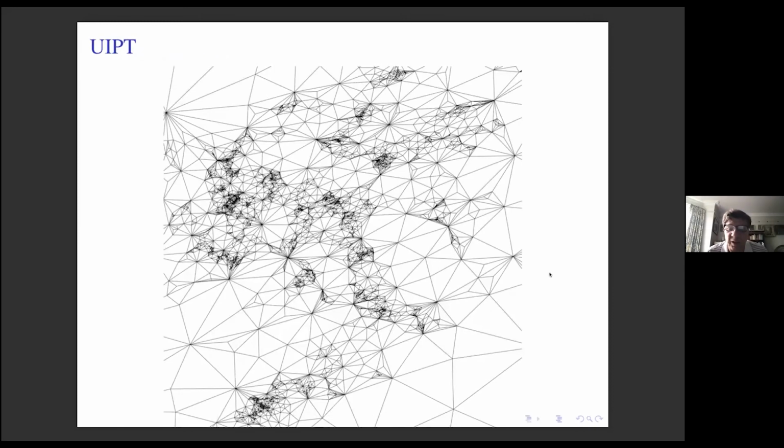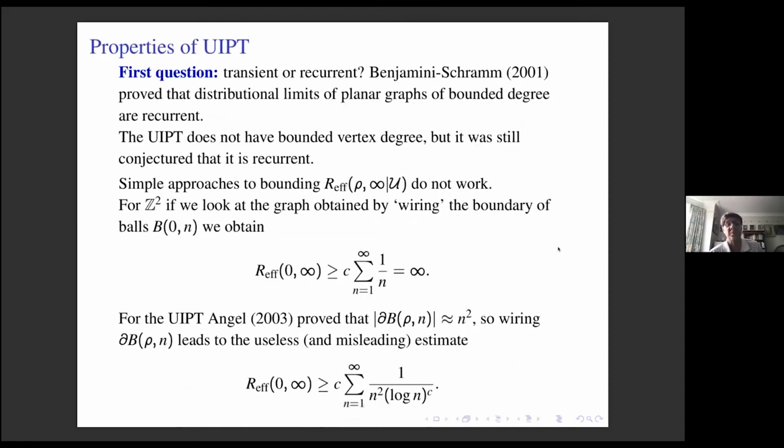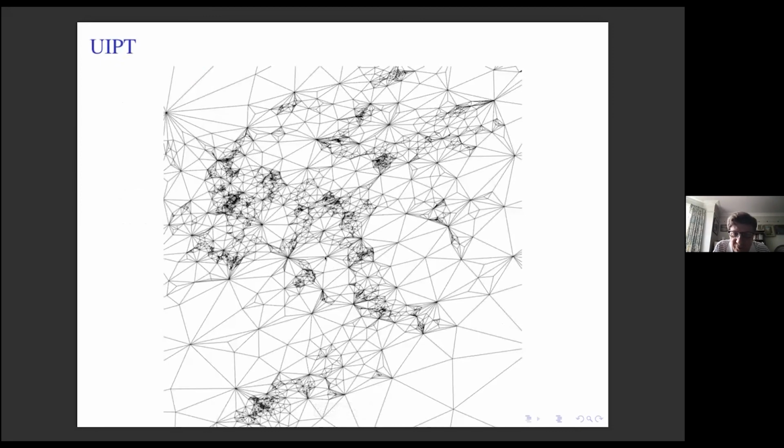Here's another picture, also due to Nicolas Curien, of what the UIPT might look like. Again, we see there are sensible parts of the thing as we would expect, but then there are also these areas of very dense little triangulations. So let's look at properties of the UIPT. After Angel's result showing that you have volume growth of r to the fourth, basically what that means is that the presence of these very busy regions means that the volume is growing much more rapidly than one would expect just from the fact that one's looking at a planar graph.